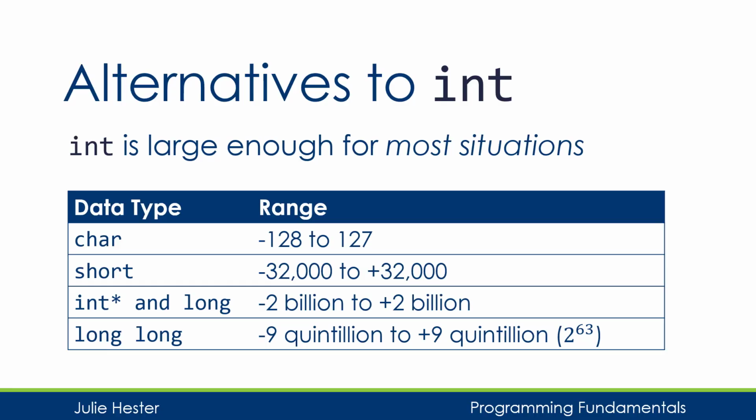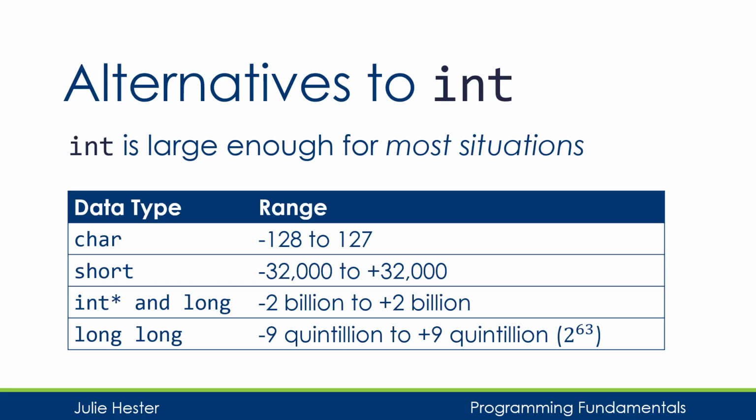Now, char isn't something that we really think of as an integer, but technically it is because it is storing an integer value. It has a very small range because it only uses 1 byte of storage. The next data type is called short. And a short uses 2 bytes of memory, so its range is from about -32,000 to +32,000.